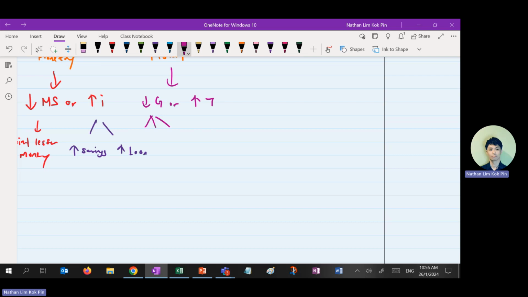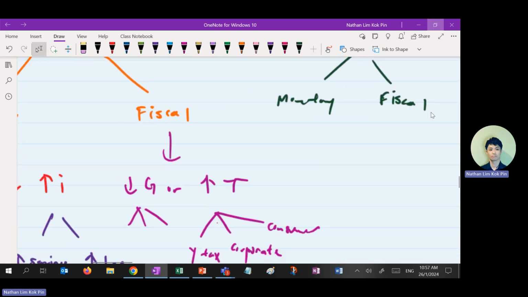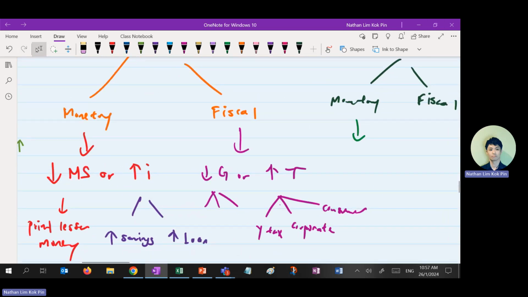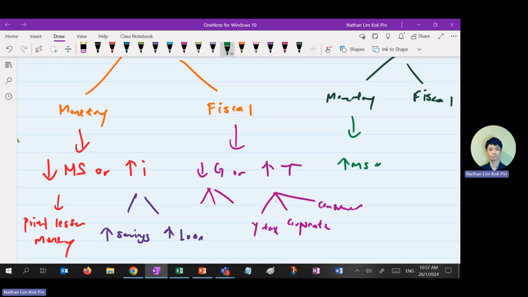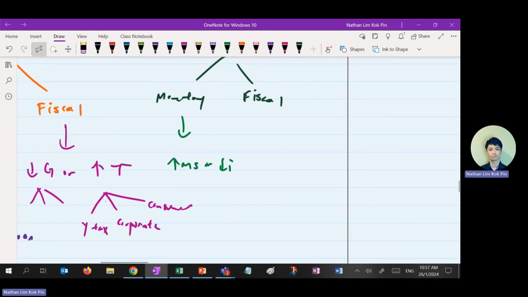Tax, you have the top three also: income, corporate, and also consumer. Okay, similarly for expansionary monetary policy, you go through increase in money supply or decrease in interest rates. Increase money supply just means print more money. As for fiscal, increase government spending or decrease tax, right?